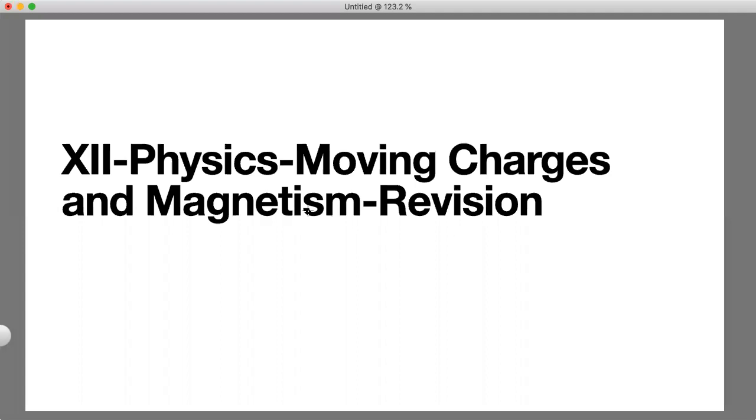Okay, let's get started. So we will quickly do a revision for the moving charges and magnetism. Okay, this is a chapter which is actually packed with a lot of information. Okay, so let's very quickly revise what is in the chapter and do a few questions.